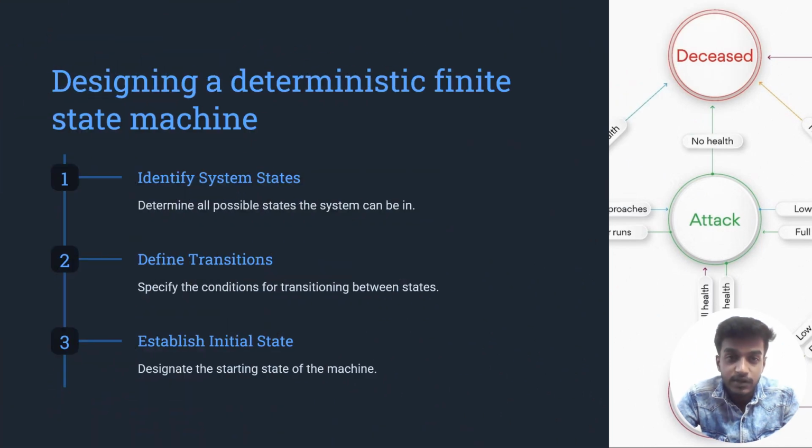Next, on this page, we discuss how we can design a deterministic finite state machine. First, identify the system states: determine all the possible states that can be in the deterministic finite state machine, according to the problem. To define transitions, specify the conditions for transitioning between the states. Establish the initial state: design the starting state of the machine and the ending state of the machine.